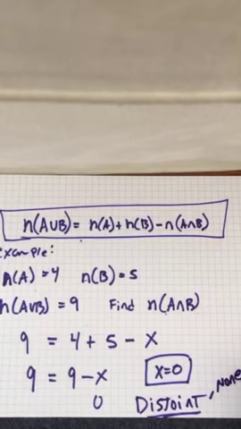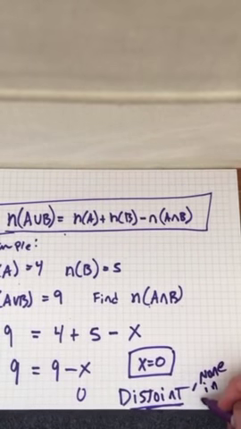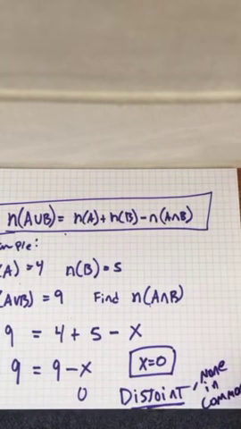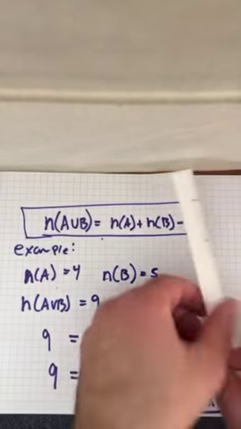None in common. Sorry if it's blurry and messy. Trying the Sharpie. See if it works. Let's do one more problem just like that. So this time it's going to be n of A. This one has three parts.